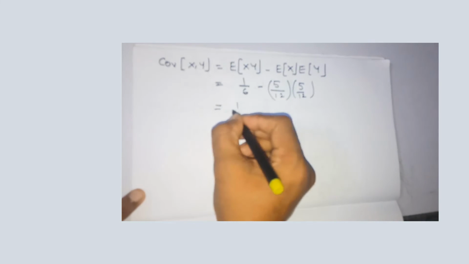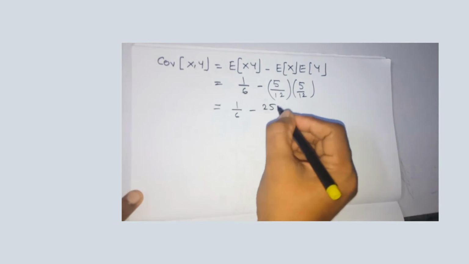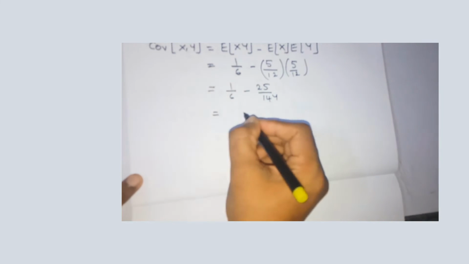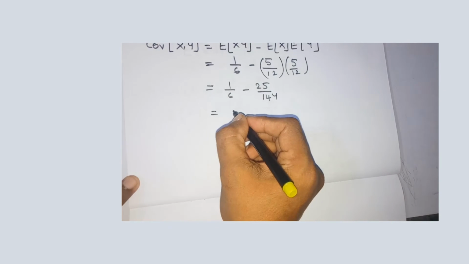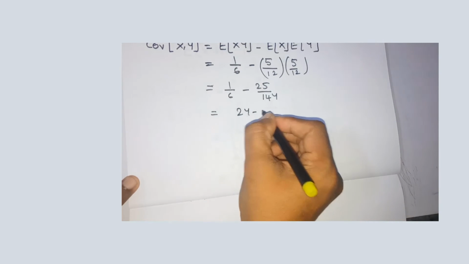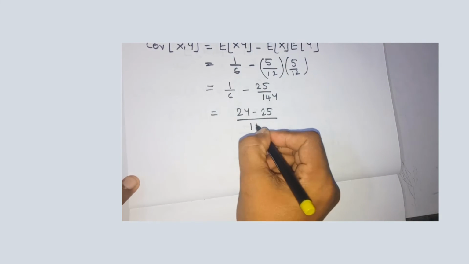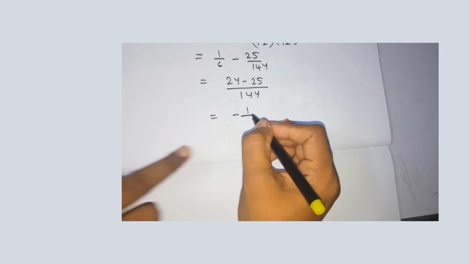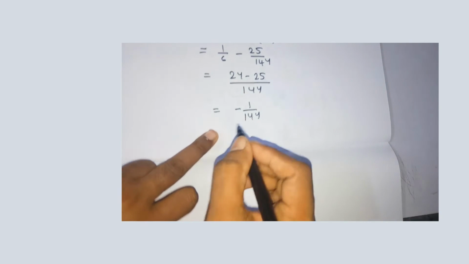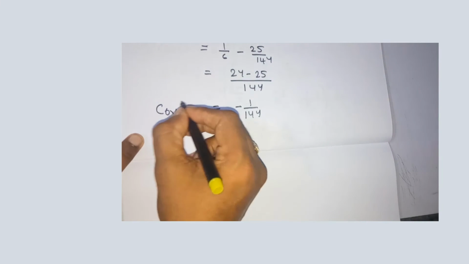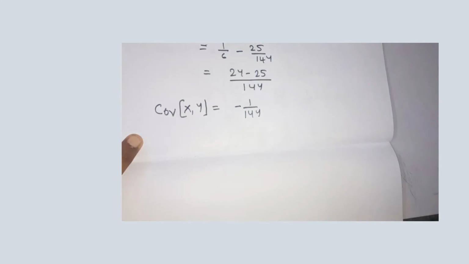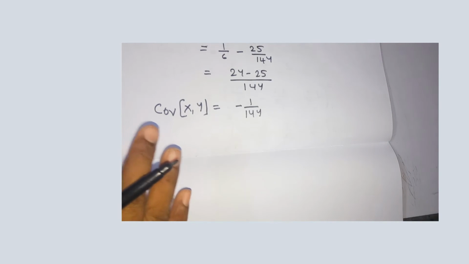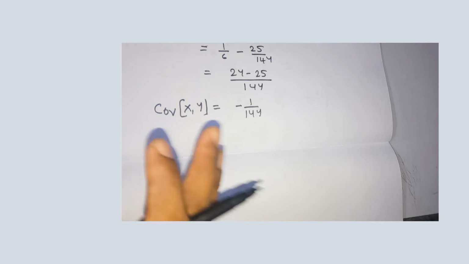Now if I solve, this is 1 by 6, this is 25 by 144. Now when I solve this, I'll be getting 24 minus 25 by 144, which will give me the answer as minus 1 by 144. This is the covariance of my x comma y. Okay, in this bit we have done all the different bits we have calculated.